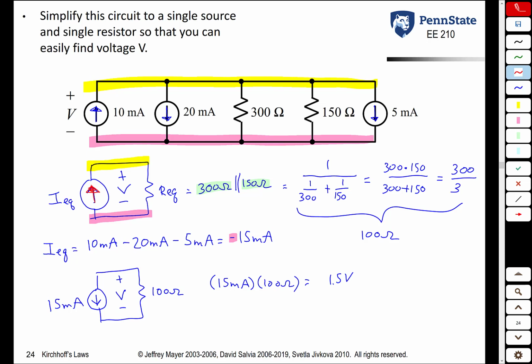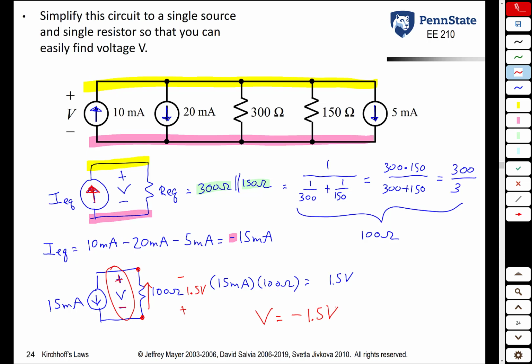We have to think about which side has the higher voltage. Remember that in a resistor, the current always goes from higher voltage to lower voltage. Since the current is going through the resistor in this direction, this has to be the higher voltage. So we get 1.5 volts across the resistor, with this terminal being a higher voltage than that terminal. Because our voltage variable V has a plus on top and the minus on the bottom, our variable V is actually minus 1.5 volts.